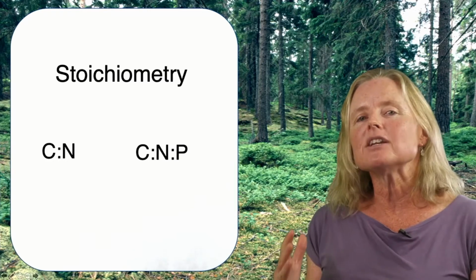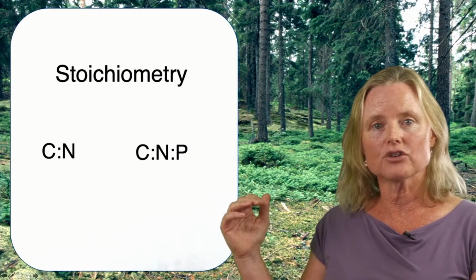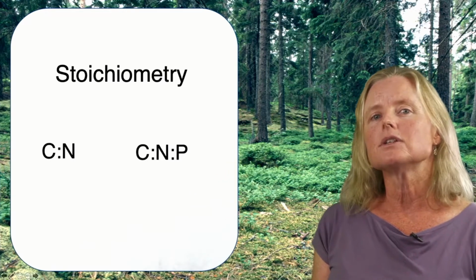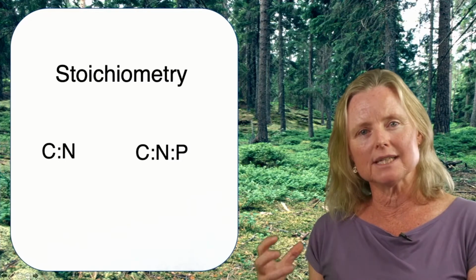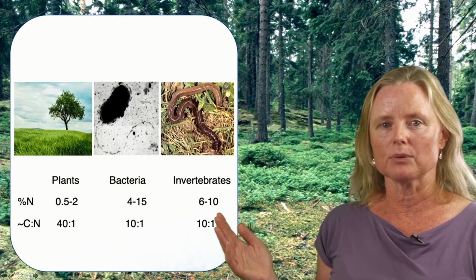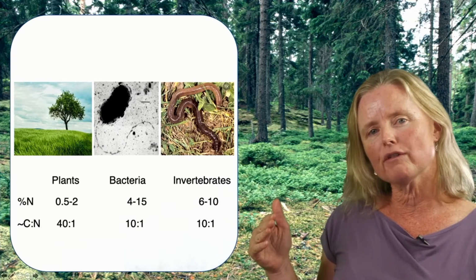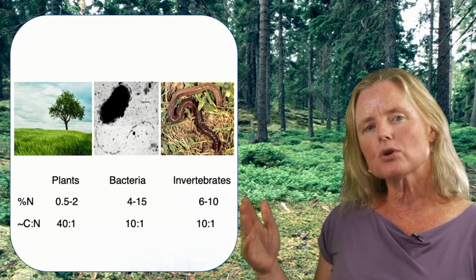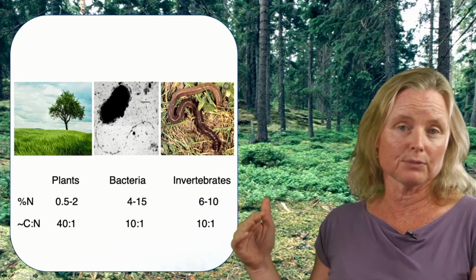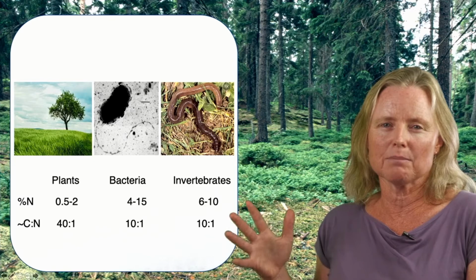And it is this elemental stoichiometry, reported as carbon-nitrogen or carbon-nitrogen-phosphorus ratios of the organic matter, that determines the amount of nutrients released back into the environment. Let me try and explain this further with some examples. In this slide, you can see there is roughly one order of magnitude difference in the proportion of nitrogen between plant biomass at around 0.5 to 2% and that of bacteria or invertebrates averaging about 10% nitrogen.